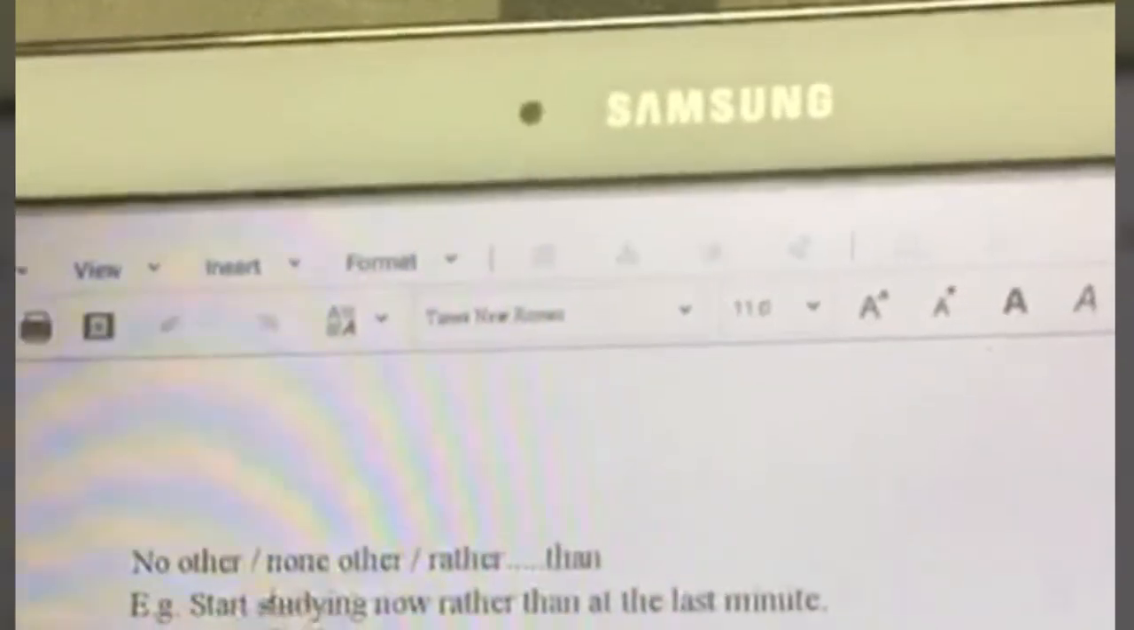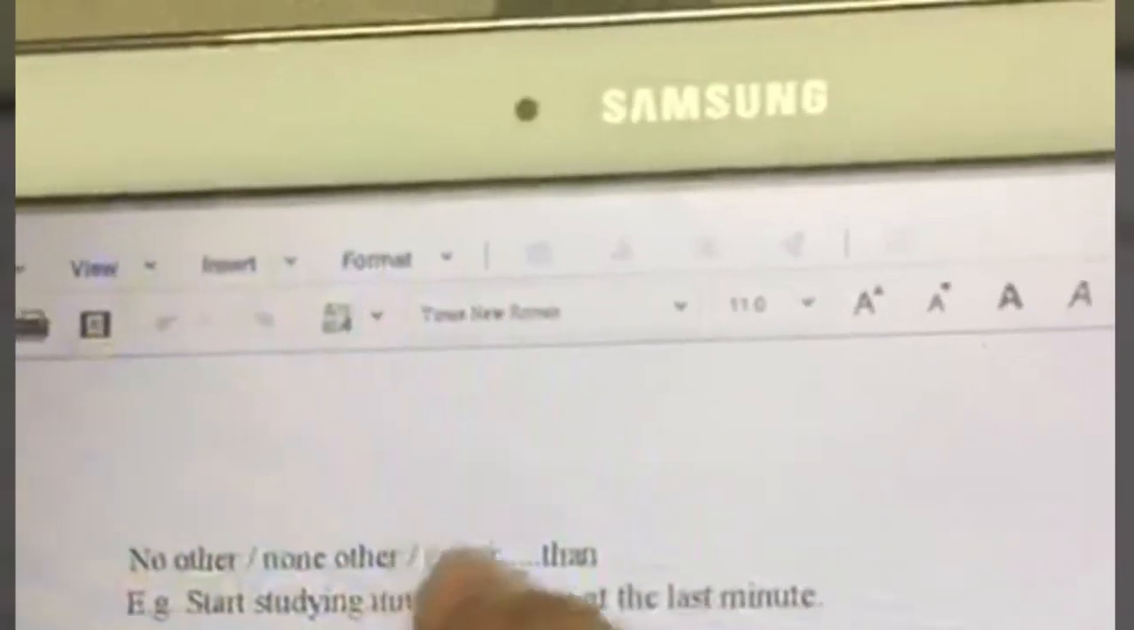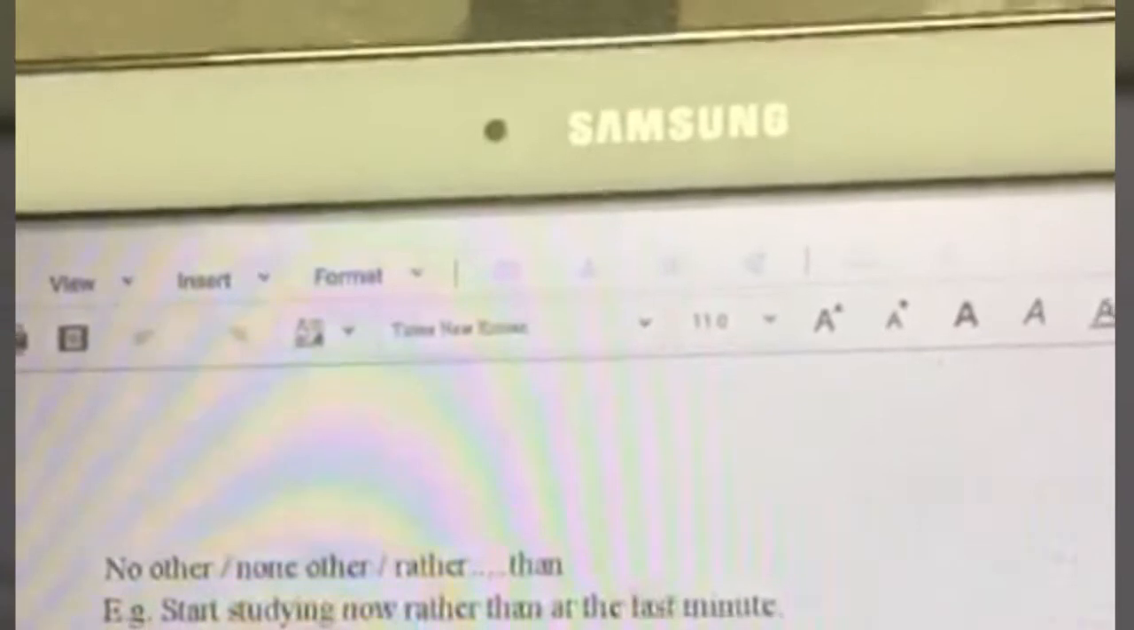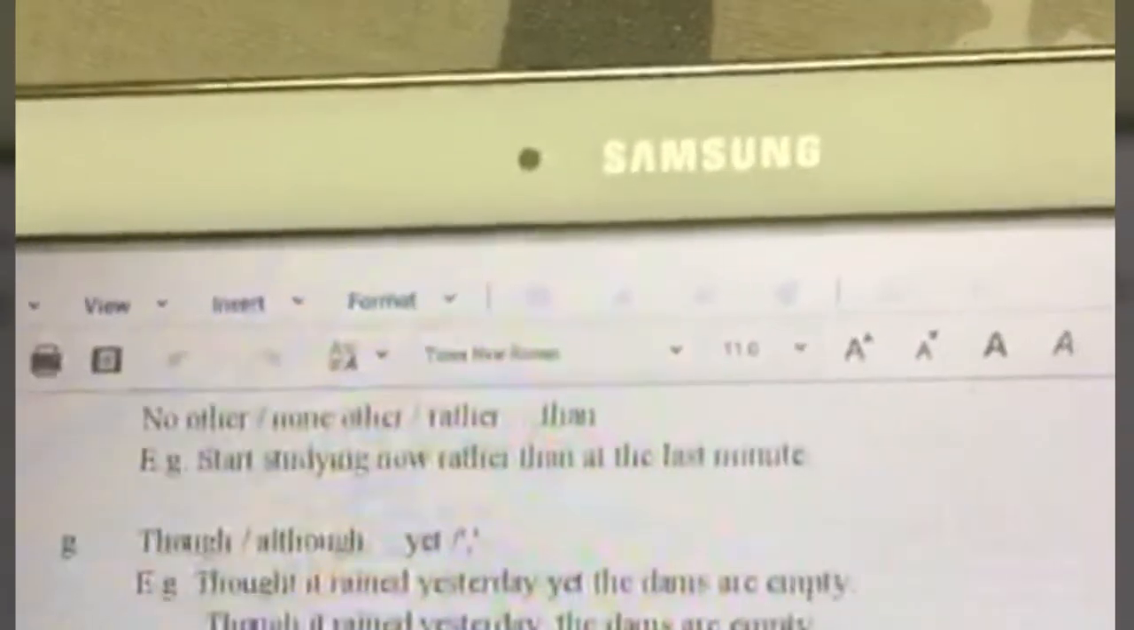But if I use conjunctions such as no other, none other, or rather, then that sentence should also contain than. So start studying now rather than at the last minute. I'm sure you've heard of this, right?